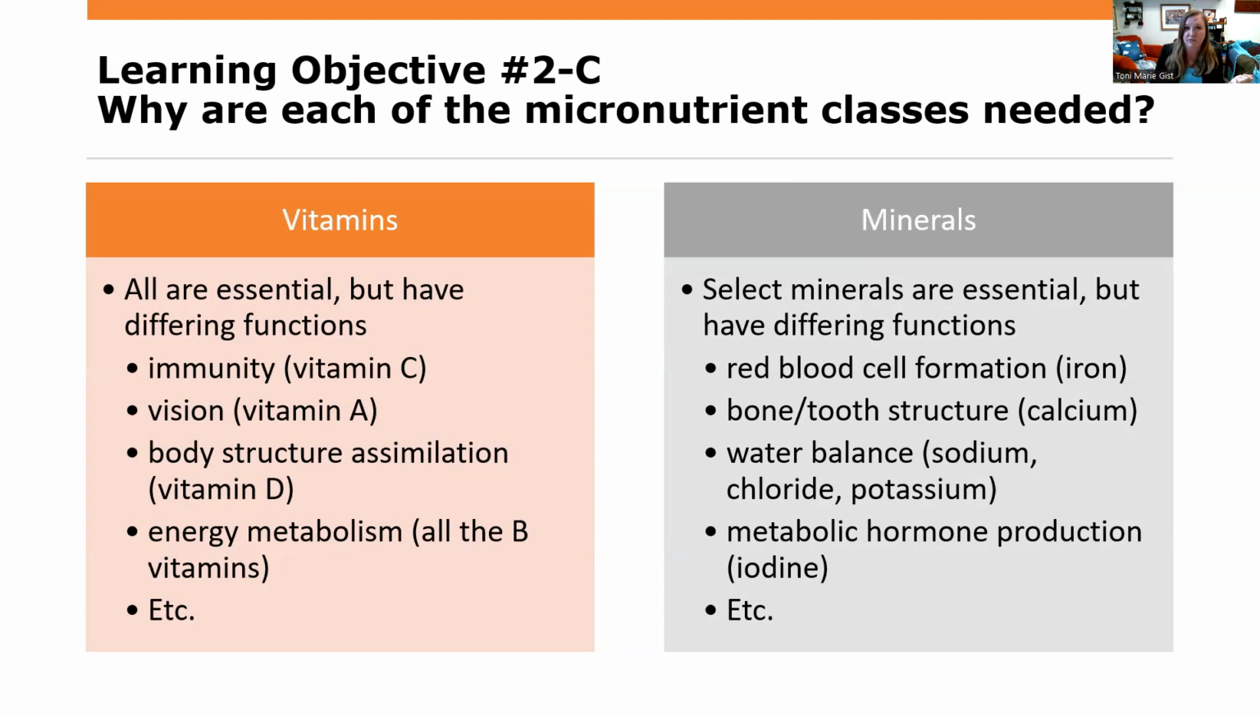Iron helps with red blood cell formation, and it helps with carrying oxygen through our body. Calcium helps with bone and tooth structure. Water balance is carried out with water, but also we have these electrolytes like sodium, chloride, and potassium that are needed and essential minerals that we need to consume on a regular basis to help maintain that water balance. And then we have iodine, which helps with metabolic reactions because it helps produce thyroid hormone. So lots of different minerals are needed. And again, we will discuss those as we continue on.